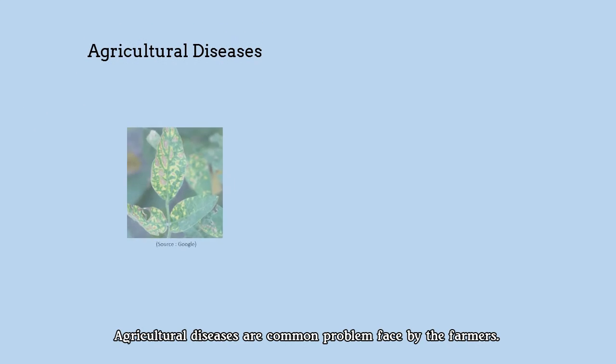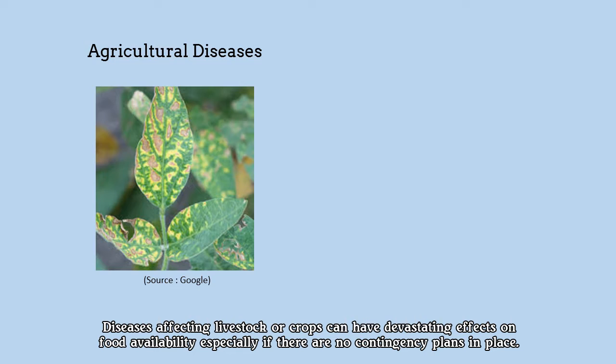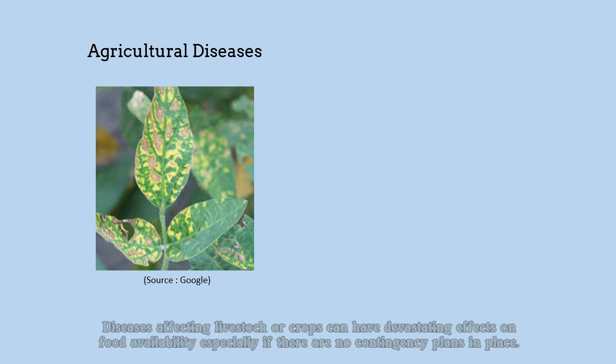Agricultural diseases are a common problem faced by the farmers. Diseases affecting livestock or crops can have devastating effects on food availability, especially if there are no contingency plans in place. Human is also one of the factors that affect the food security.